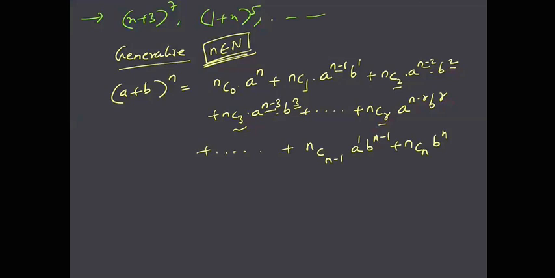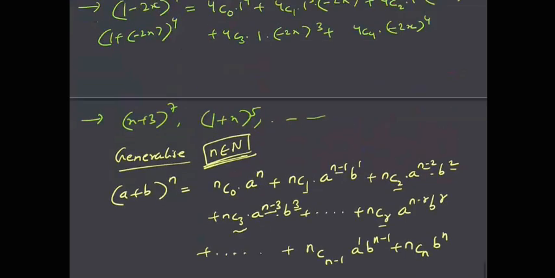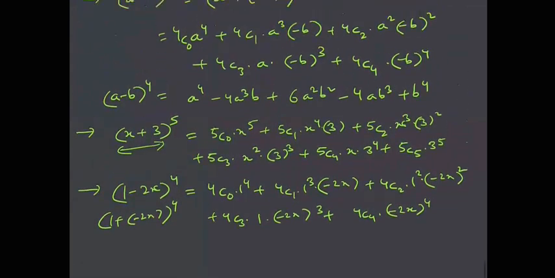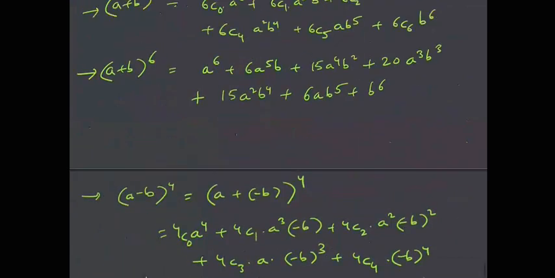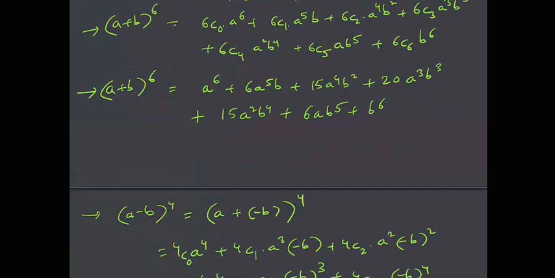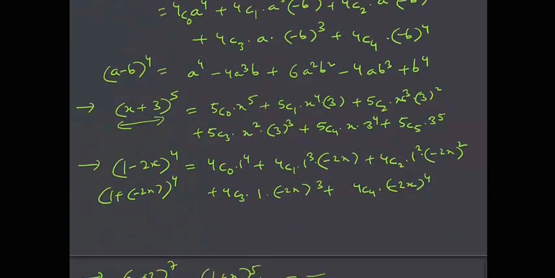I think it is very easy to observe because we have already done so many examples, right? We have expanded (a+b)^4, (a+b)^5, (a+b)^6. Then we have also expanded (x+b)^5. So you can clearly observe that (a+b)^n will be in this way, right?